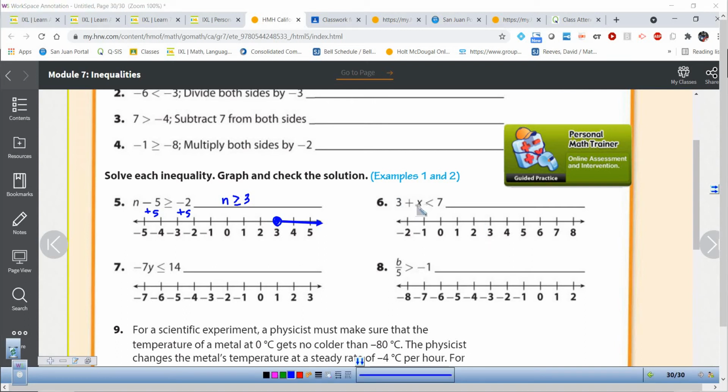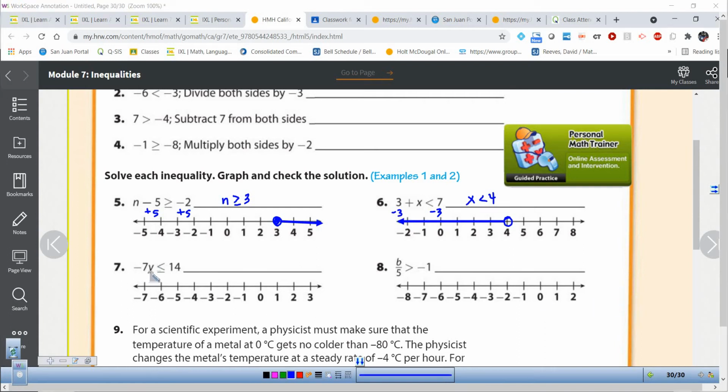All right, let's do this next one. 3 plus x is less than 7. Well, the inverse of adding 3 is subtracting 3. And when I do that, I get x is less than 4. Again, no need to reverse the inequality sign. I'm going to go to 4, and I'm going to put an open circle because 4 is not included, since it's just a less than symbol. And since it's less, I'm going to go to the left. That's where the values are less.